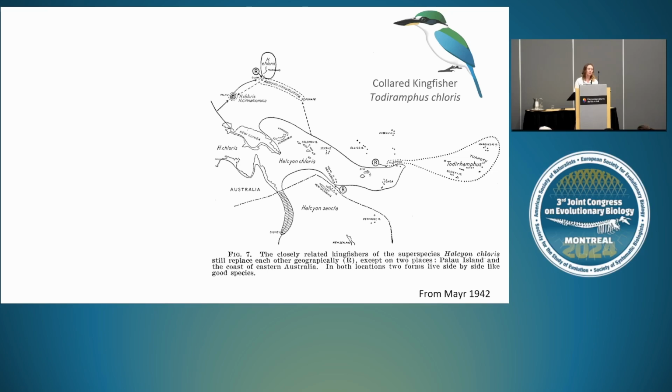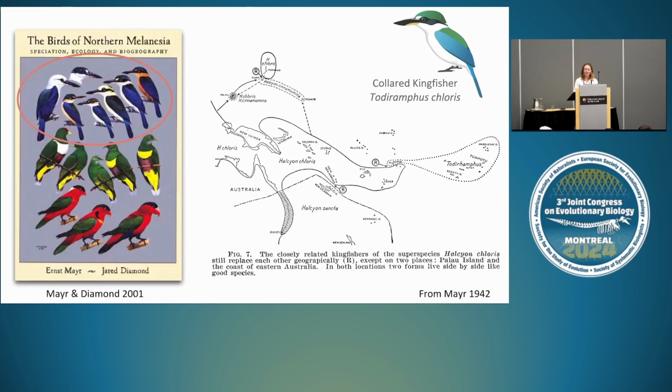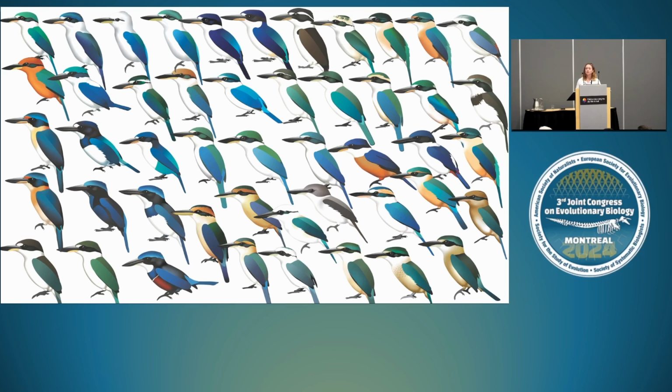And so one of the most prominent of the great speciators is the collared kingfisher complex, which was so important to Ernst Mayr's ideas that he put them right on the cover of his book, Birds of Northern Melanesia, in 2001. And so previous work on the systematics of Todiramphus kingfishers found that this great speciator comprised upwards of 10 different species and highlighted rapid diversification, but they did not find well-supported relationships within this complex or across the genus more broadly. And so one reason why could have been due to limited taxonomic sampling or character sampling.